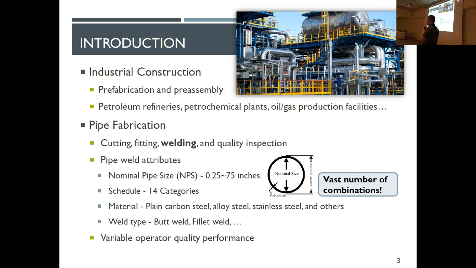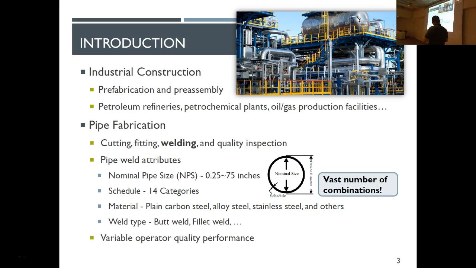So industrial construction is a method which uses prefabrication and pre-assembly. Examples include petroleum refineries, petrochemical plants, and oil and gas production facilities. And pipe fabrication is the most important process of industrial construction. Typically it involves cutting, fitting, welding, and quality inspection processes.